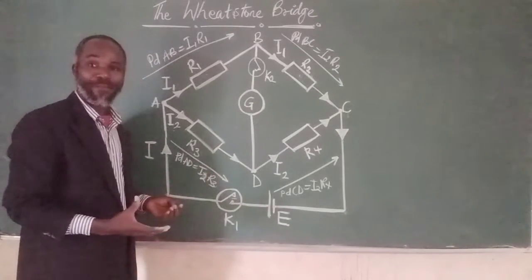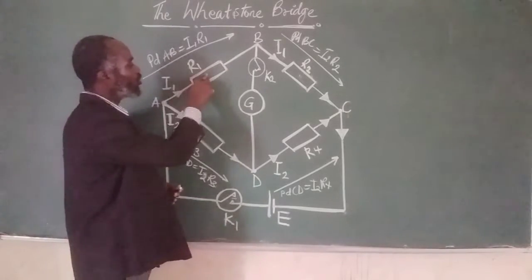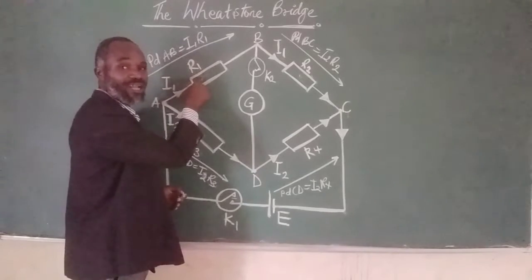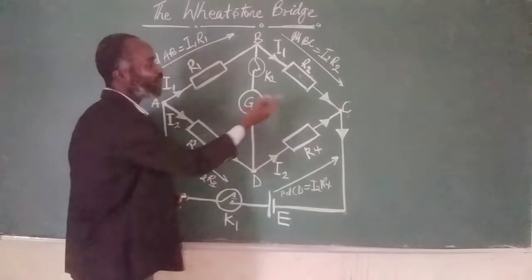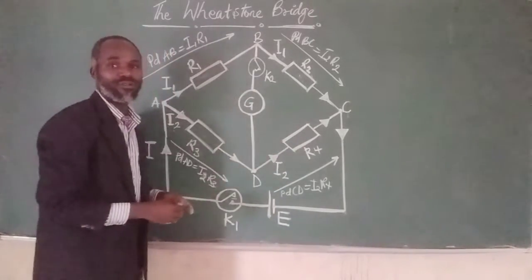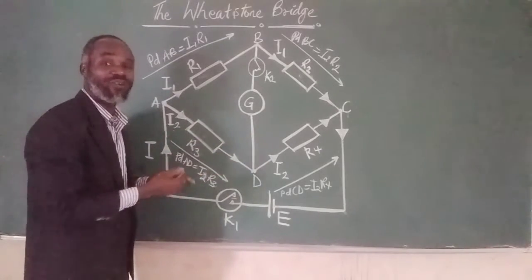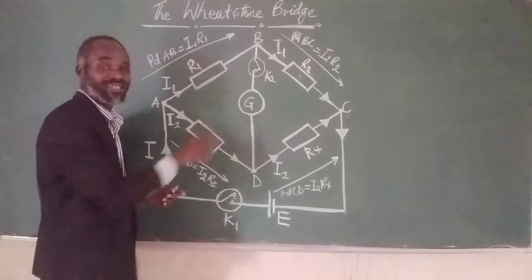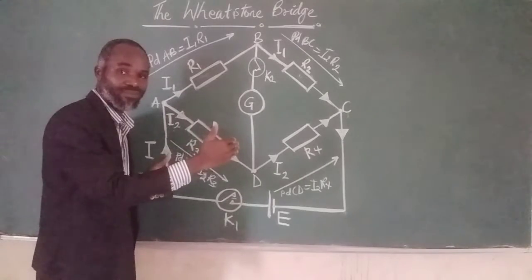And that is okay. Now suppose we have an unknown resistance, maybe R1. We don't know what this is all about. We don't know the value of R1, okay? But we know the values of R2, R3, and R4. So for any unknown value of any of the resistances, we can find out by varying the entire system to find the unknown value.